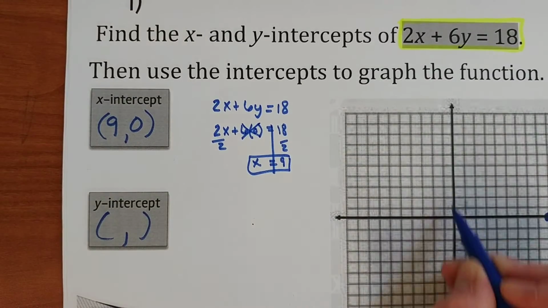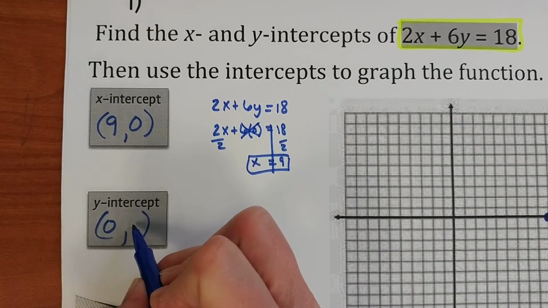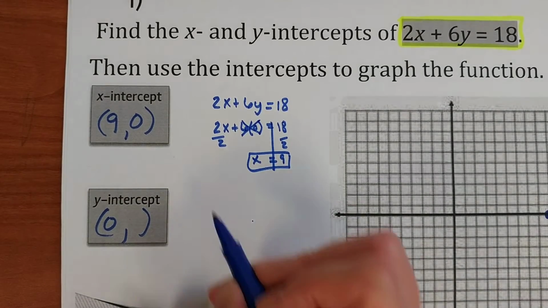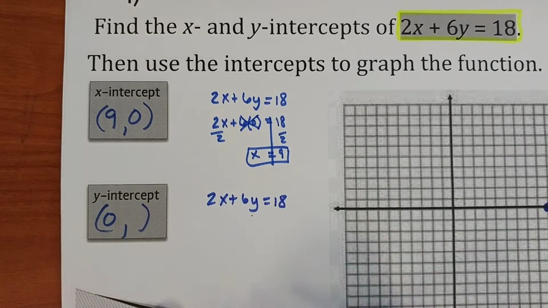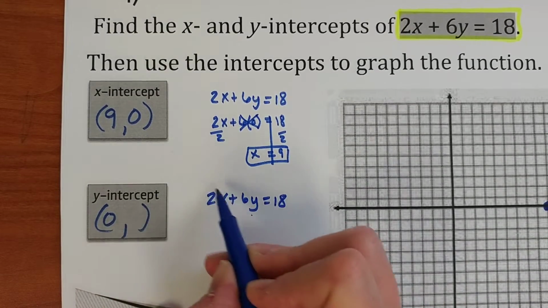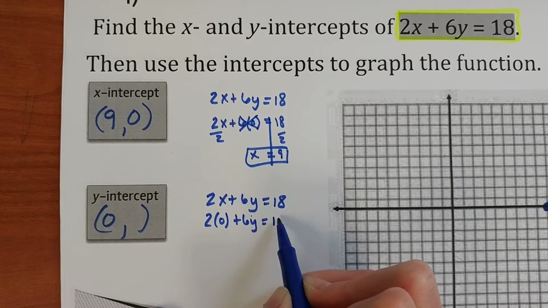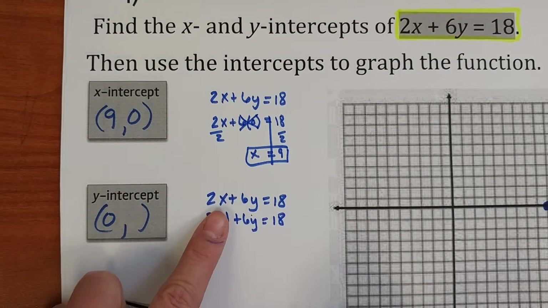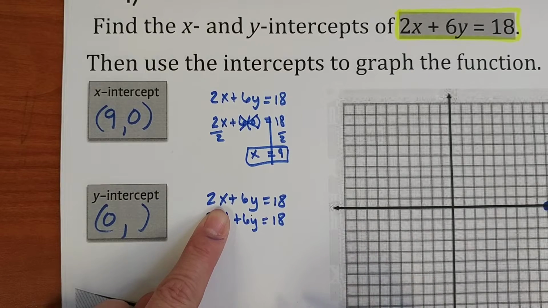So along the y-axis, we know that the x values are 0, and we want to find the y value, the location on the y-intercept. Okay, so we're going to use the same equation, and you probably guessed it. This time we're going to plug in 0 for x right here. And we're going to solve our equation for y. Now do you notice that 2 times 0 is 0? So if I just cover this up, I can divide by 6 in my head, and I know y is 3.